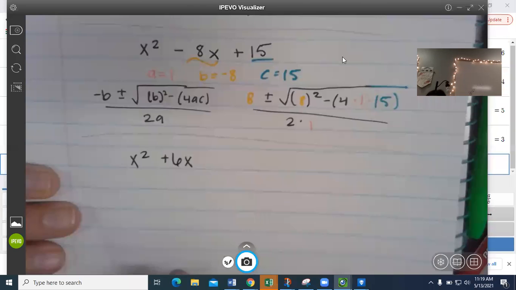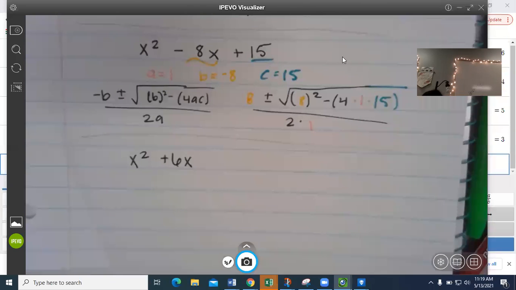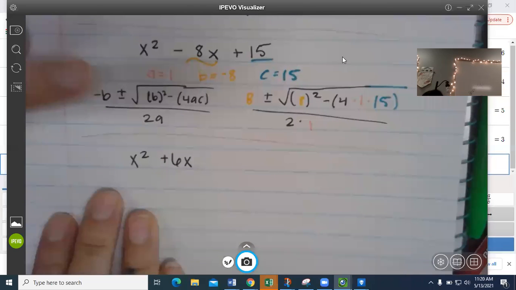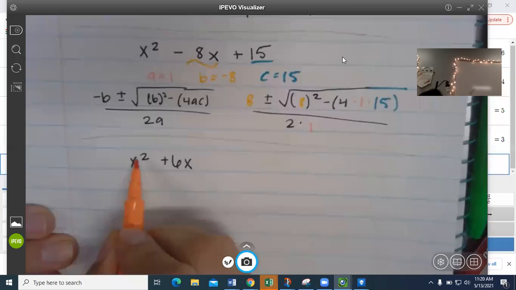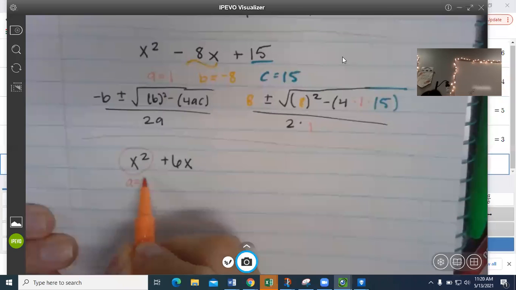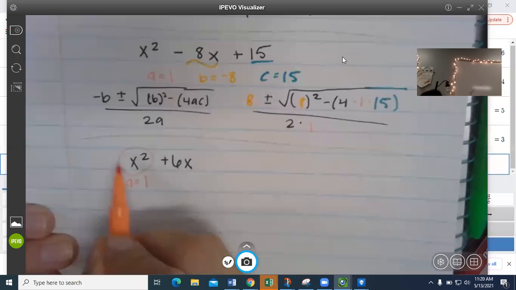Okay, what about this one? So I do the same thing as before. I need to identify the A, B, and C. So for this one, tell me what the A is. The one with x squared. How many A's? 1, because I only see 1 there. If there was a different number, it would be in front, like you would see the number.